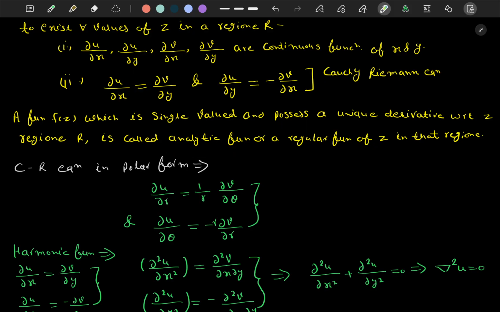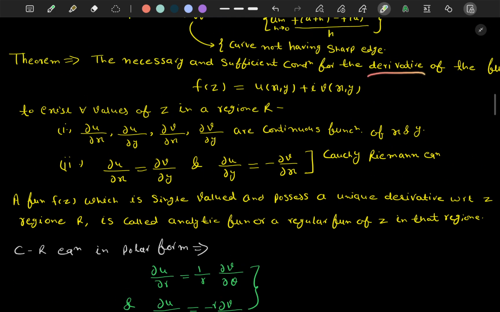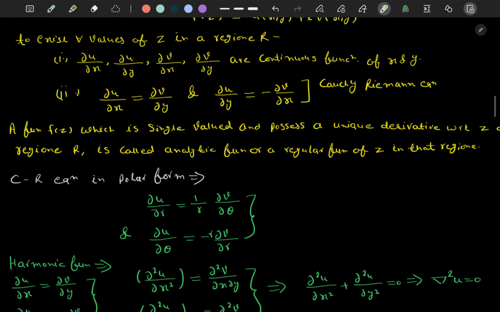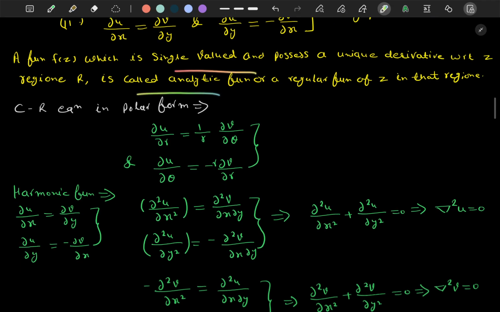So to be analytic for a function, there are certain conditions. What is the condition? The function must be single valued, the function must be continuous, and the function must satisfy this condition, so it will be derivable. These are the conditions for derivative, and these are the conditions for analytic.